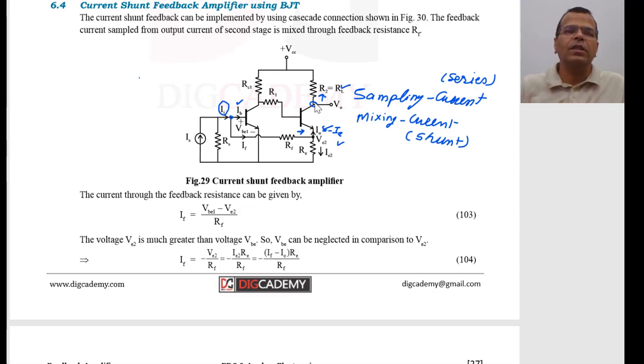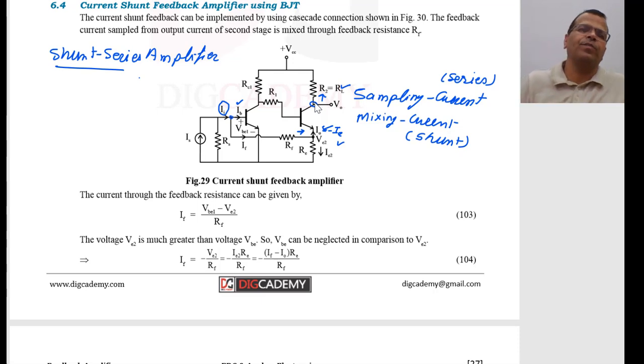So this is example of which amplifier? Input side it is shunt, so shunt. Output side is current sampling, that is series. So it is the example of shunt series amplifier, that is shunt series feedback amplifier. That is the example of this circuit. I hope it is clear.